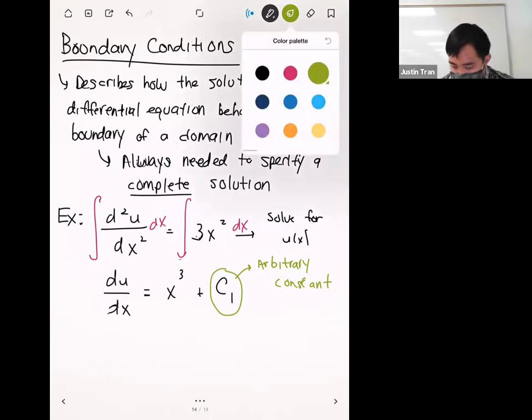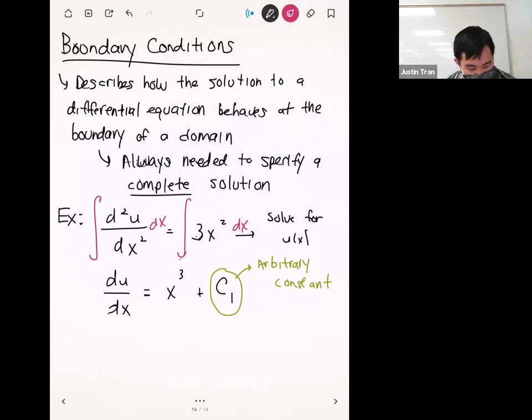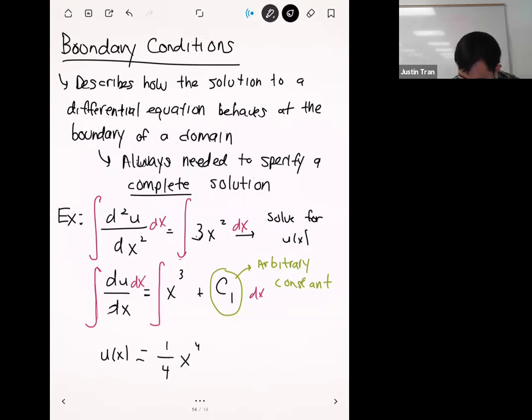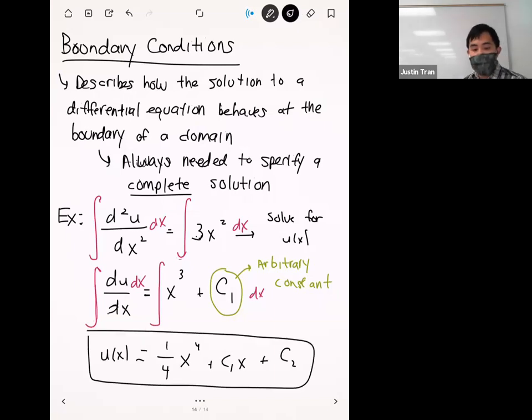All right. And so we're almost there. Since we have du dx, we can go ahead and integrate one more time. We integrate one more time with respect to dx, and then we'll have u of x is equal to 1/4 x to the 4th plus C1 x plus another arbitrary constant C2, since the integral of x cubed is 1/4 x to the 4th. And so this right here is our general solution to the differential equation.